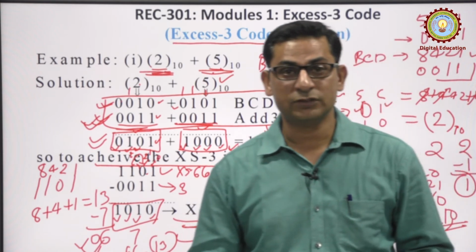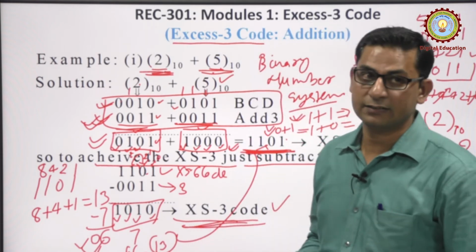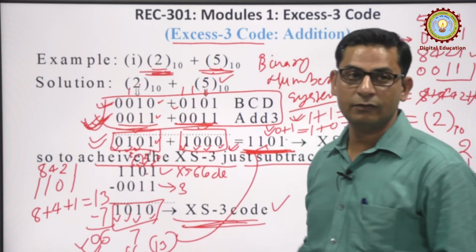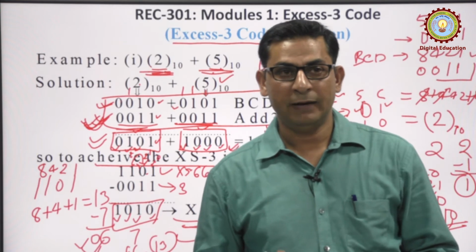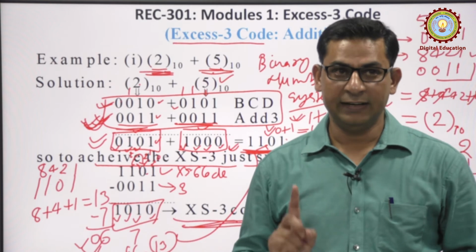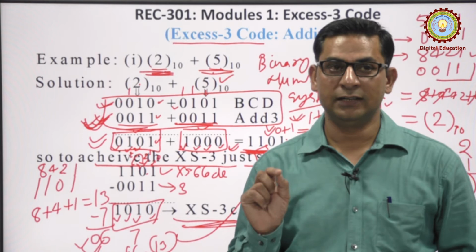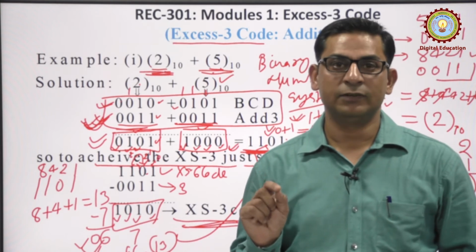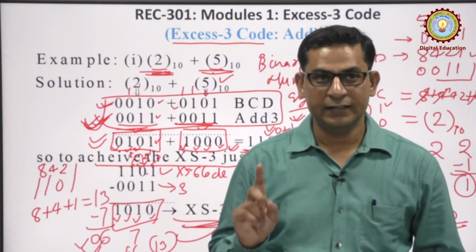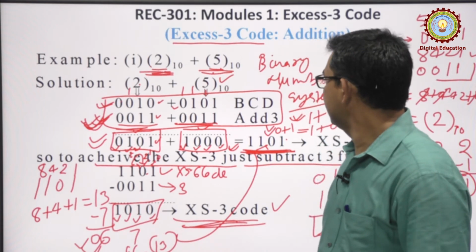So, at that time we have to subtract 6 from the final sum. Always remember how many times we have added the binary equivalent of 3, and in the final answer we want only one time 3, because in the XS3 code, whatever the decimal numbers, we have to add just 3 one time. So, I hope you understand this question.